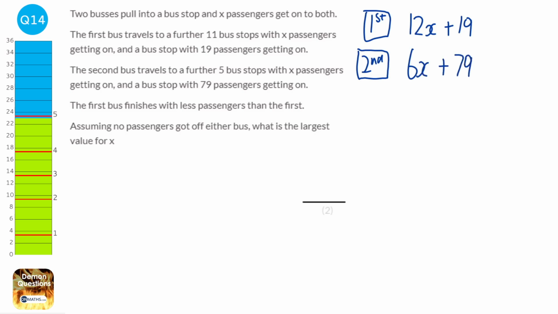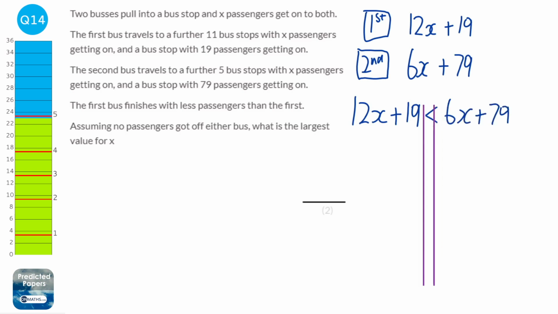And it says the first bus finishes with less passengers than the second. The way we show that is with this inequality here. Now all we need to do is solve that inequality. We've got x on both sides, so we look at the x's. We've got 12x and 6x, so we always take away the smaller amount. So we're going to take away the 6x from both sides.